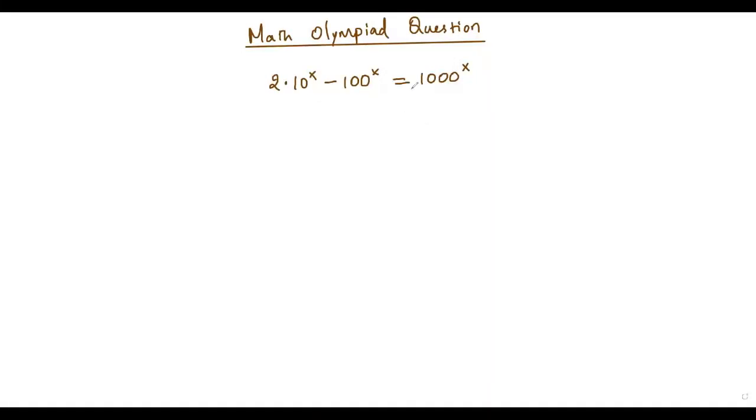Here we have a math Olympiad question. That is, we have to solve for x in this equation. Okay, so in my first step, I am writing the first term as it is. That is 2 times 10 to the x power.